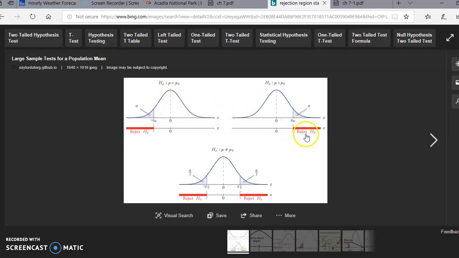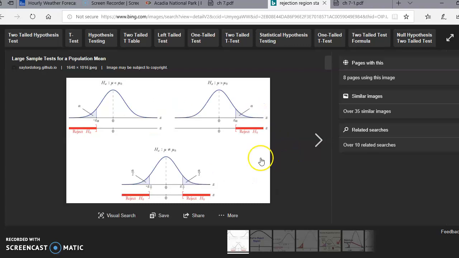For a right tail test, we have a Z critical factor here. Then we calculate the test statistic. For a right tail test, if the test statistic is greater than the Z critical number, then we reject the null hypothesis. If that test statistic is less than the critical number, which is in here, we fail to reject the null hypothesis.